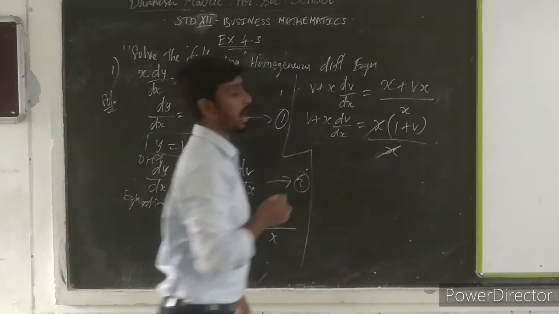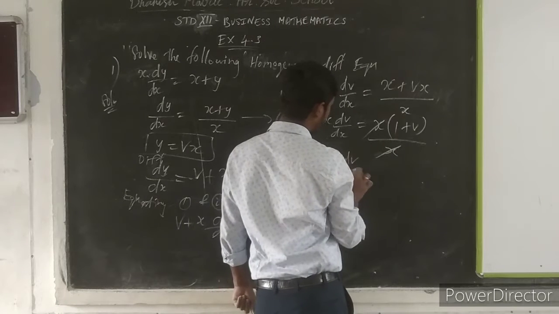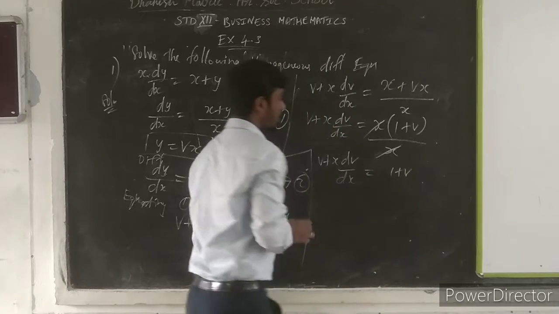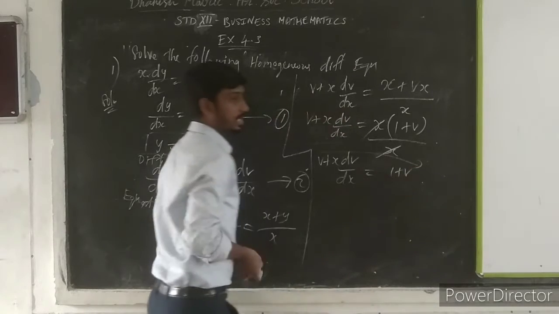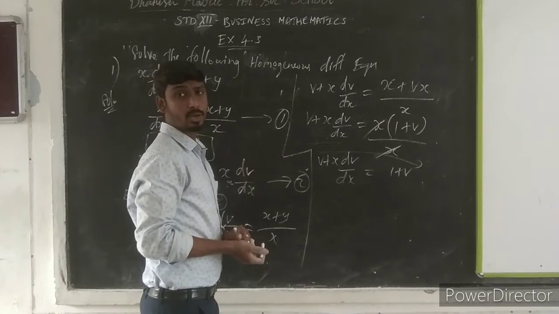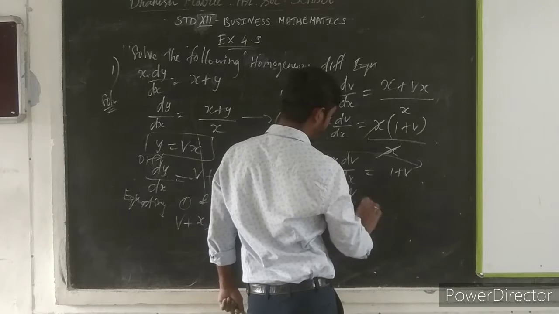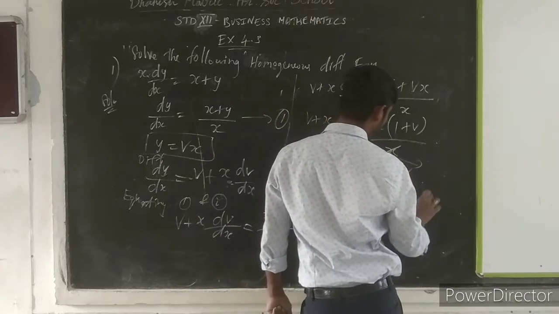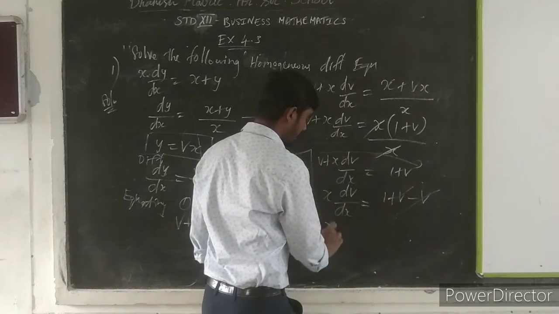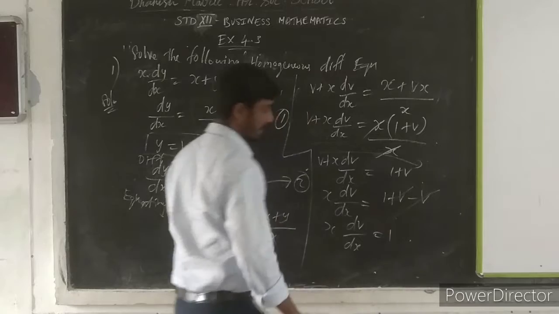The x cancels. What is the remaining value? v plus x dv divided by dx equal to 1 plus v. This plus v goes to that side and changes into minus. So x dv divided by dx equal to 1 plus v minus v. The plus v and minus v cancel. What is the remaining value? x dv divided by dx equal to 1.